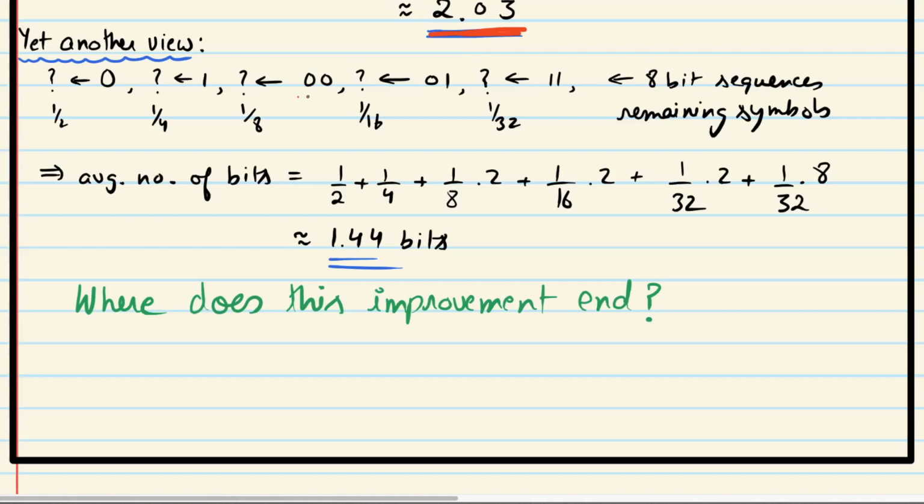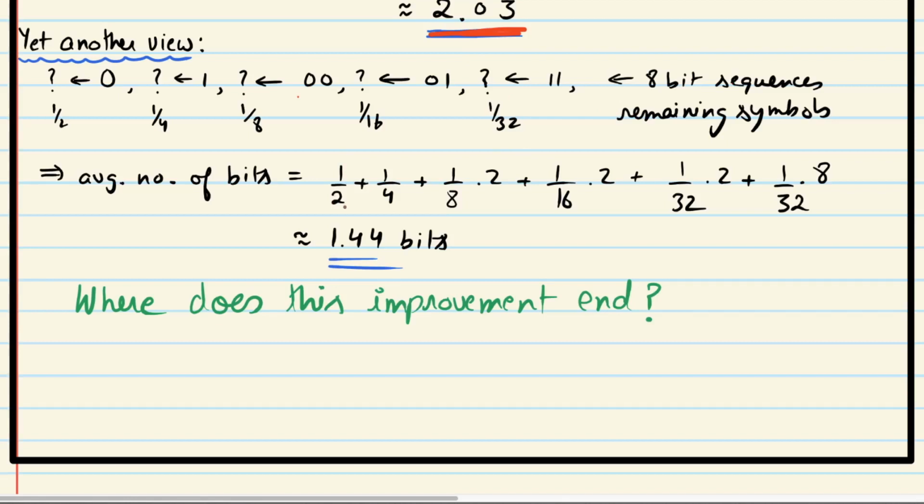Well, all the sequences of length 2 are remaining. So you assign the sequence 0, 0 to it. Then 0, 1 to this 1/16 probability symbol. 1, 1 to this 1/32 probability symbol. And then all the remaining symbols, you assign sequences of length 8. So what's the average number of bits?